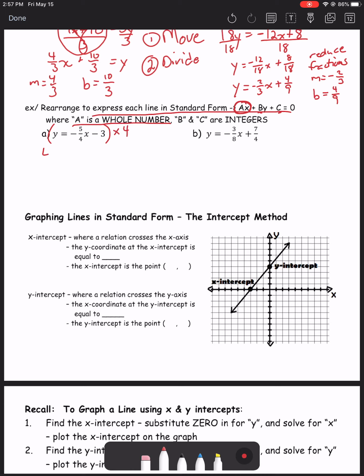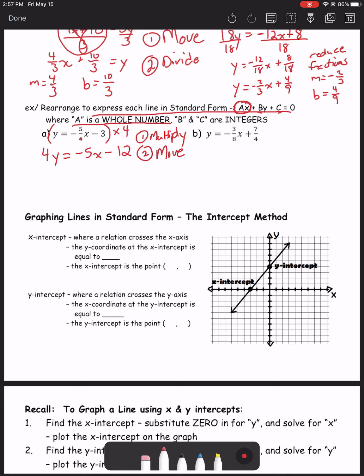That's going to get me 4y equals, this 4 will cancel out with that one, but I'm not going to cross it out because it's only canceling while I multiply this term by 4. So that's a minus 5x. And then the minus 3 also has to be multiplied by 4, so that's a minus 12. So step number 1 is multiply. And then step number 2 is move.